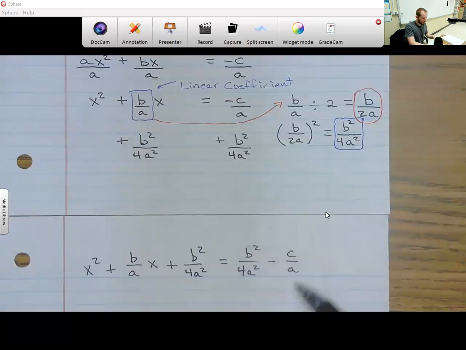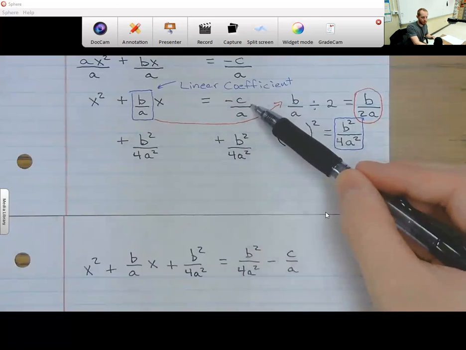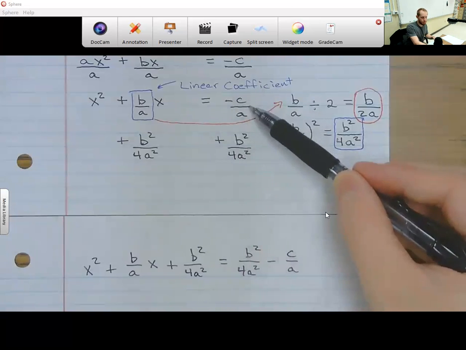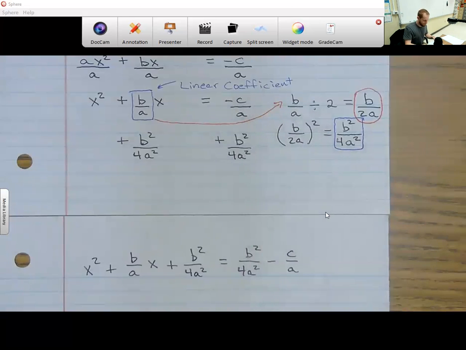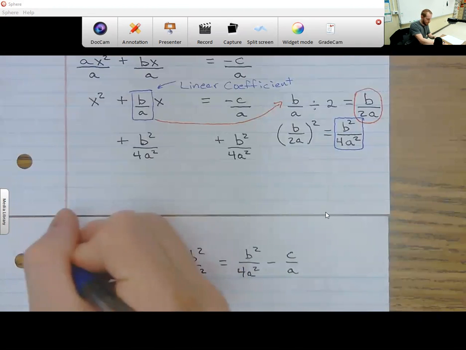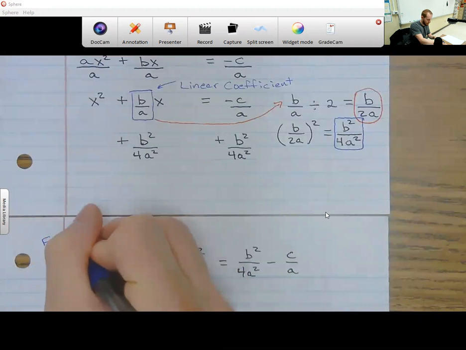So how did I get this? Well, I just put this fraction with this fraction. I put this one with this one. Okay? So now I have two sides that are still equal. And now what I can do is I can factor the left side. I'm going to factor this side. So this is going to be factored now.